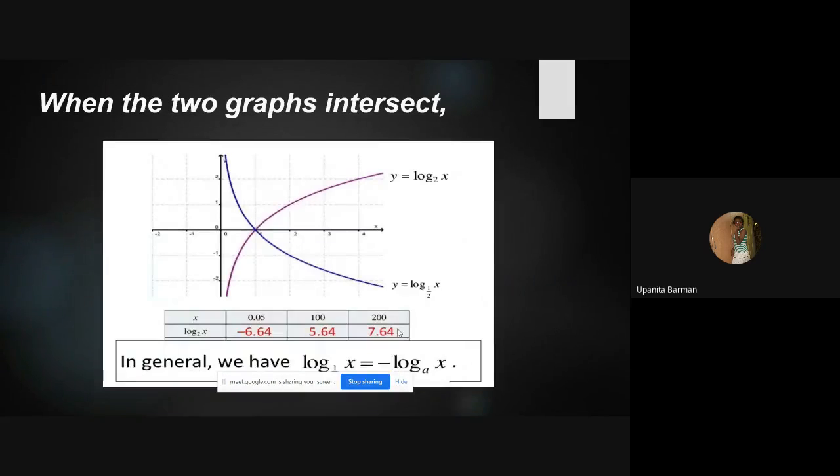This is how it looks when the two graphs intersect. The point of intersection means that it is a solution for both the equations. And log x to the base 1 by a is equal to log x to the base a to the power minus 1, which is further equal to minus log x to the base a.